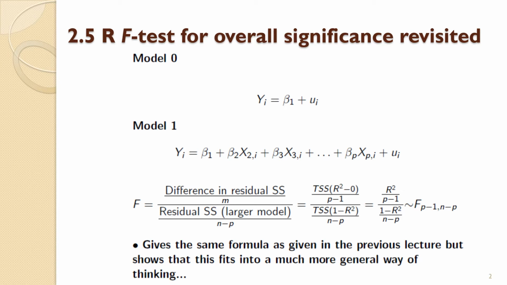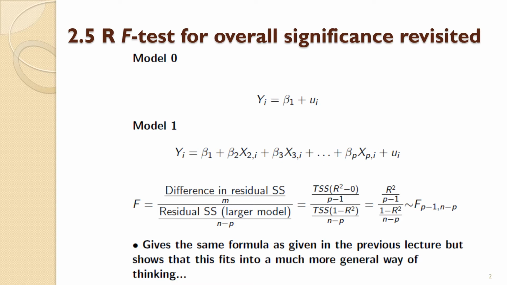So it's the difference in the residual sum of squares over the difference in the residual degrees of freedom, all over the residual sum of squares for the larger model, divided by the residual degrees of freedom for the larger model. Now the difference in the residual sum of squares is going to be the total sum of squares multiplied by R squared minus 0, precisely because the R squared value for the larger model will be R squared. The R squared value from model 0 in this case will be 0.